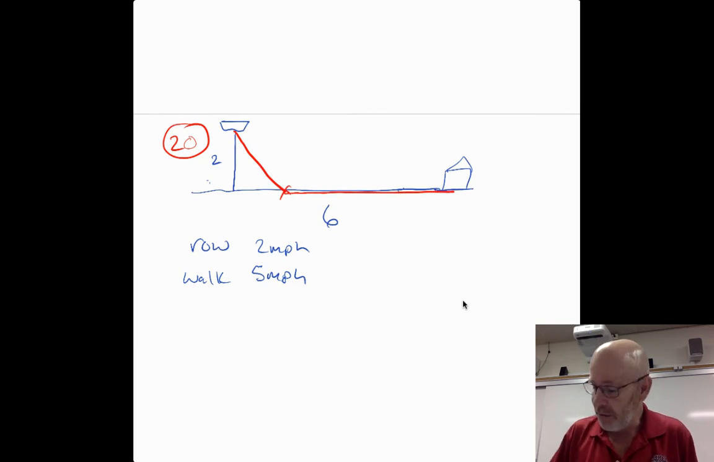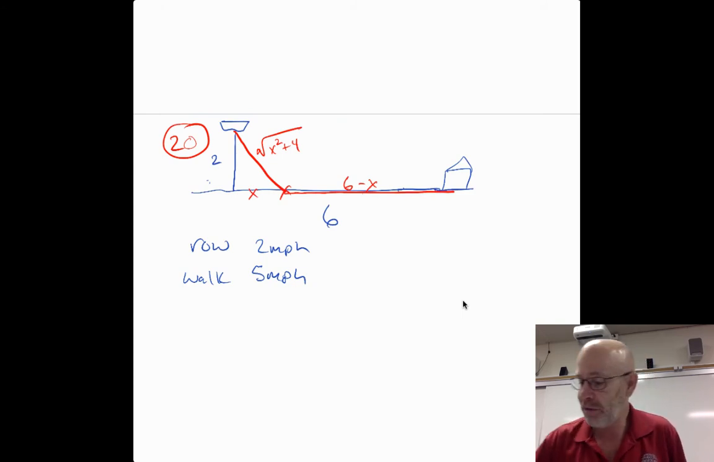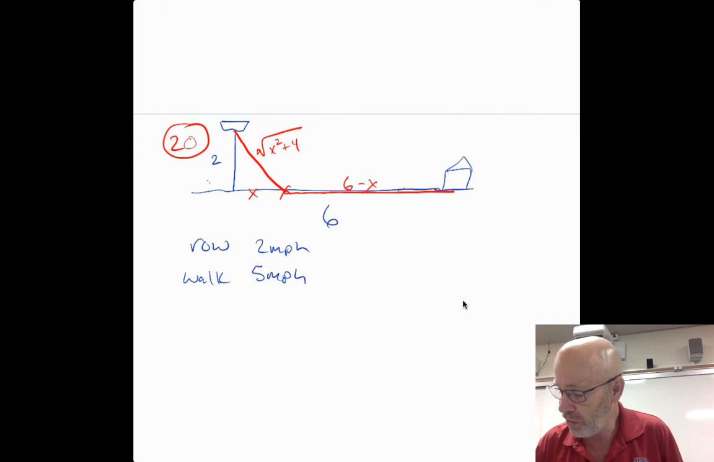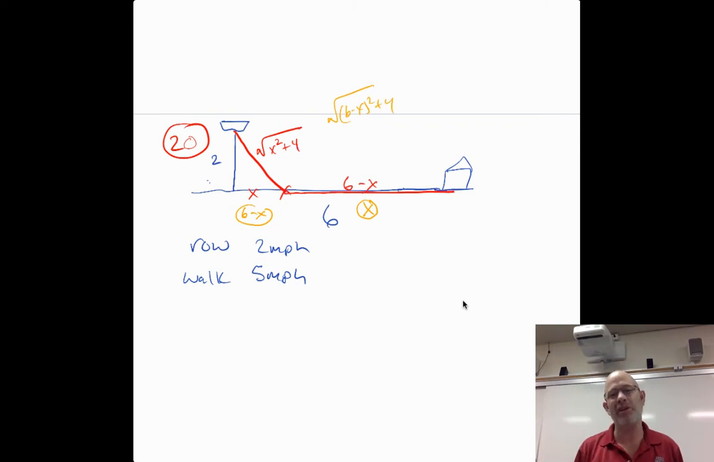I'm just going to call that distance x right there. You can call the other distance x also, but it makes the algebra a little harder. That means this red line here is going to be 6 minus x. This is going to wind up being the square root of x squared plus 4. If you called the other part x, then this would be 6 minus x, and this would be the square root of (6 minus x) squared plus 4. So you can see that derivative is going to be a little trickier. It's not impossible, but I would stay away from that.